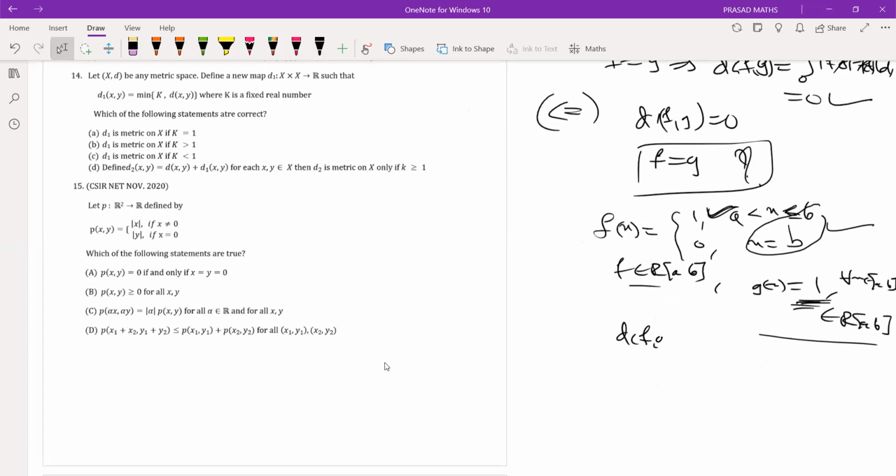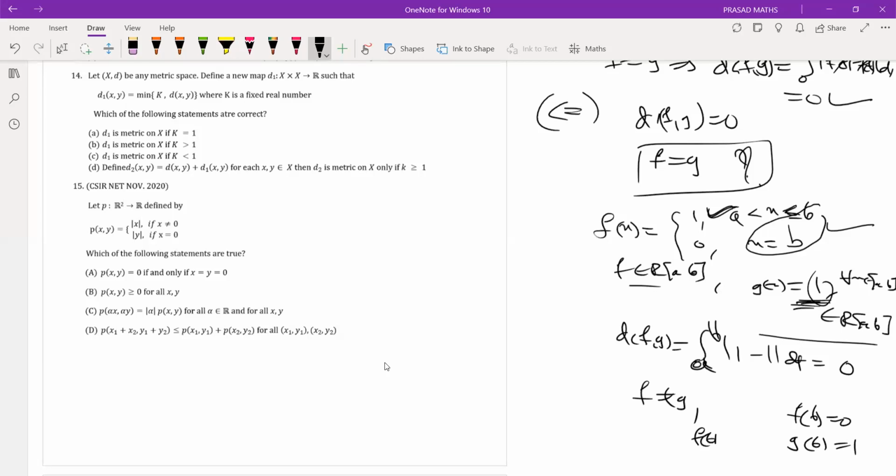What is the distance? It is the integral from a to b of f of t minus g of t dt, which is the integral of 0, nothing but 0. So the distance is 0, but the functions are different because f at b is 0 and g at b is the constant function 1. So f of b is not equal to g of b, therefore f is not equal to g. The distance is 0, but f is not equal to g. Therefore, it is not a metric.